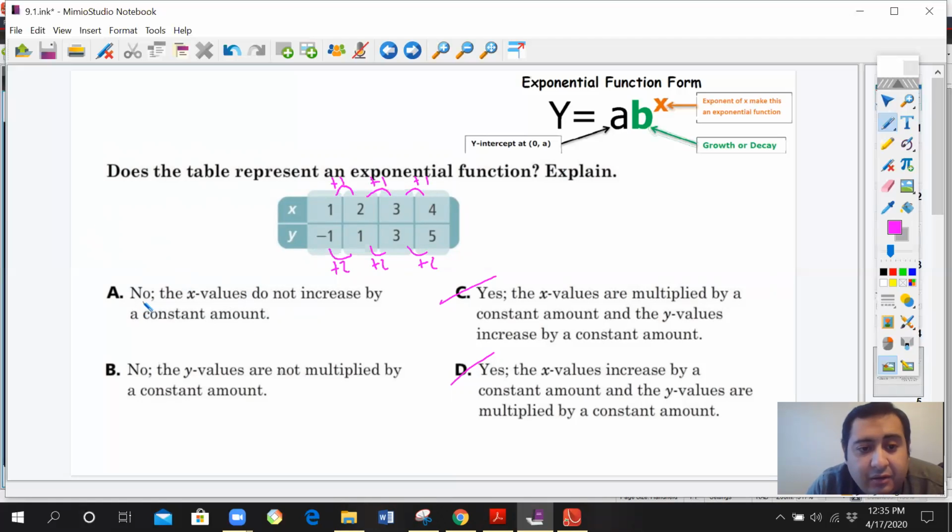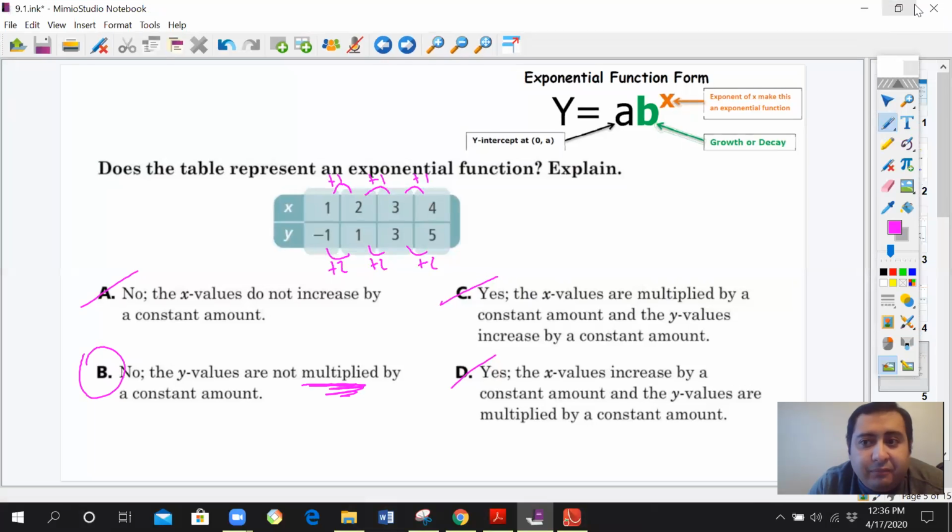Let's say letter A. No, the X value does not increase by a constant amount. The X value, it is increasing by a constant amount. Let's look at B. B, the Y values are not multiplied by a constant number. This is your correct answer because it's not being multiplied. Every time it's going to be an exponential function, it has to be multiplied. Okay?